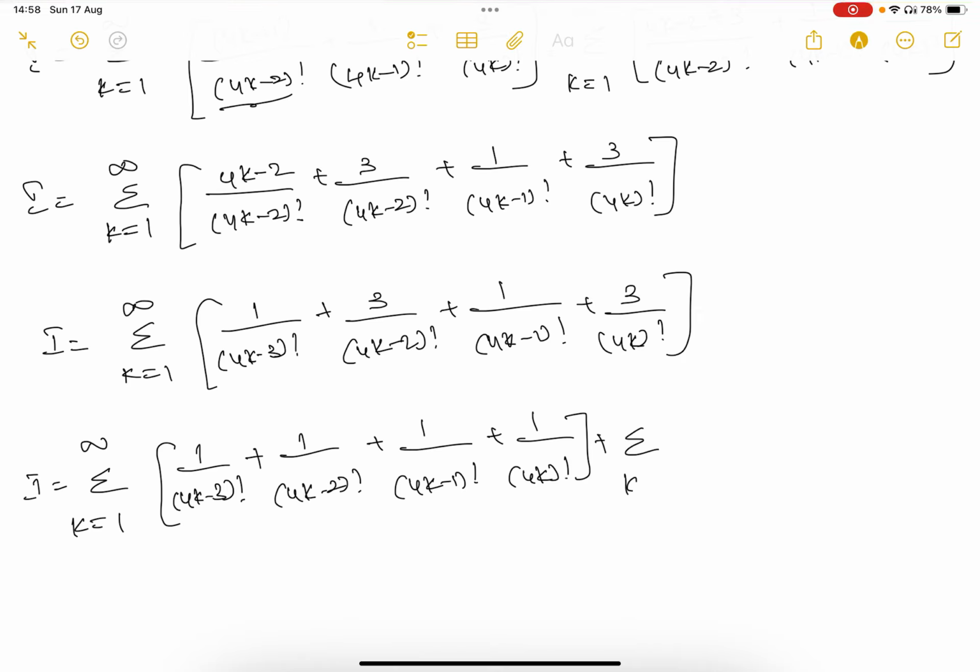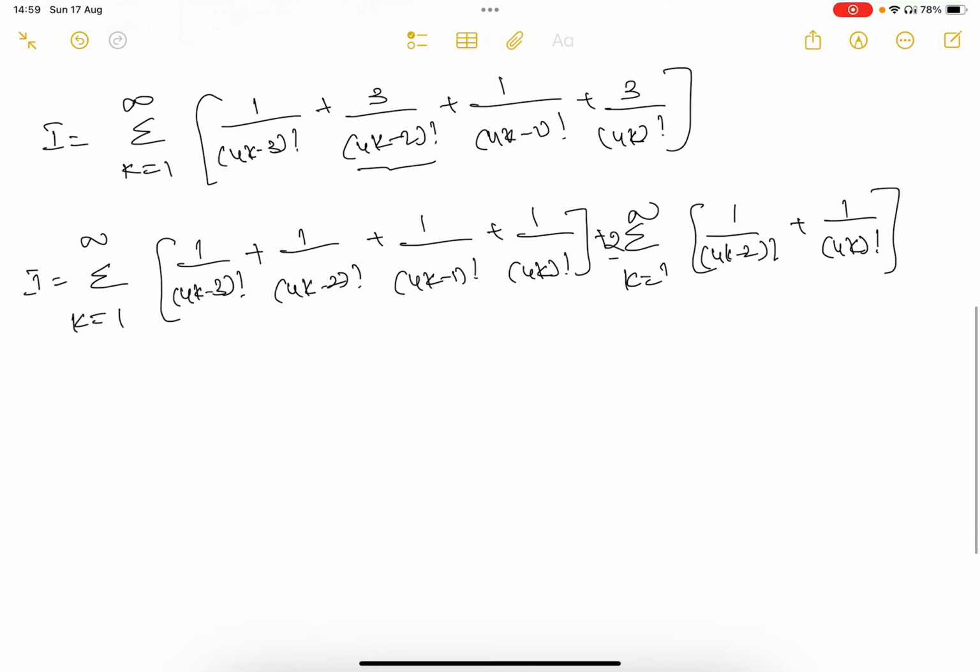So then what are the remaining terms here? As there are 3 by (4k minus 2)!, here there is only 1 by (4k minus 2)!, right? So the remaining thing here is twice of 1 by (4k minus 2)! plus 1 by (4k)! is remaining. As you can see, there is a factor of 2 there, then it will combine here in the first term, it will give 3. So let's rearrange these terms.